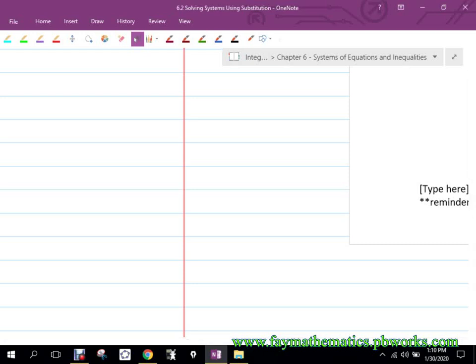So let's go with 3x plus 4y equals 6. And then 2x minus y equals negative 7.